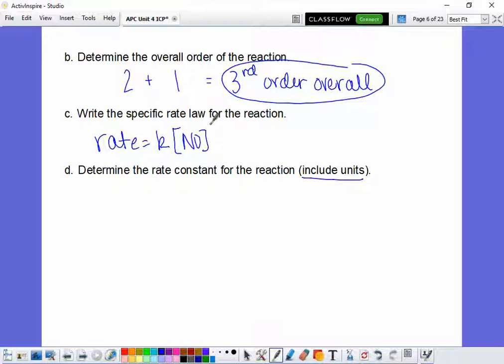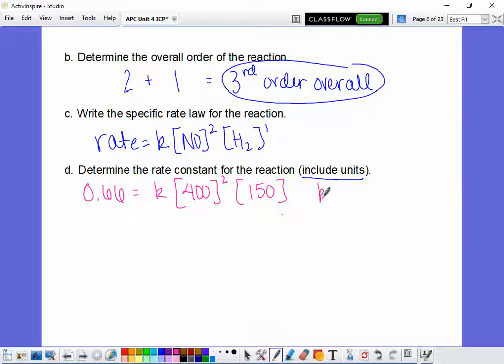NO, what's NO going to be raised to? The 2. And H2 to the 1. Okay? And now to find the rate constant, we're just going to pick one of those experiments and plug and chug, right? Which experiment do you want to do? I heard 1 first time. So the rate for experiment 1 is 0.66 equals some rate constant K times the pressure for NO, which is 400, squared, times the pressure for H2, which is 150.